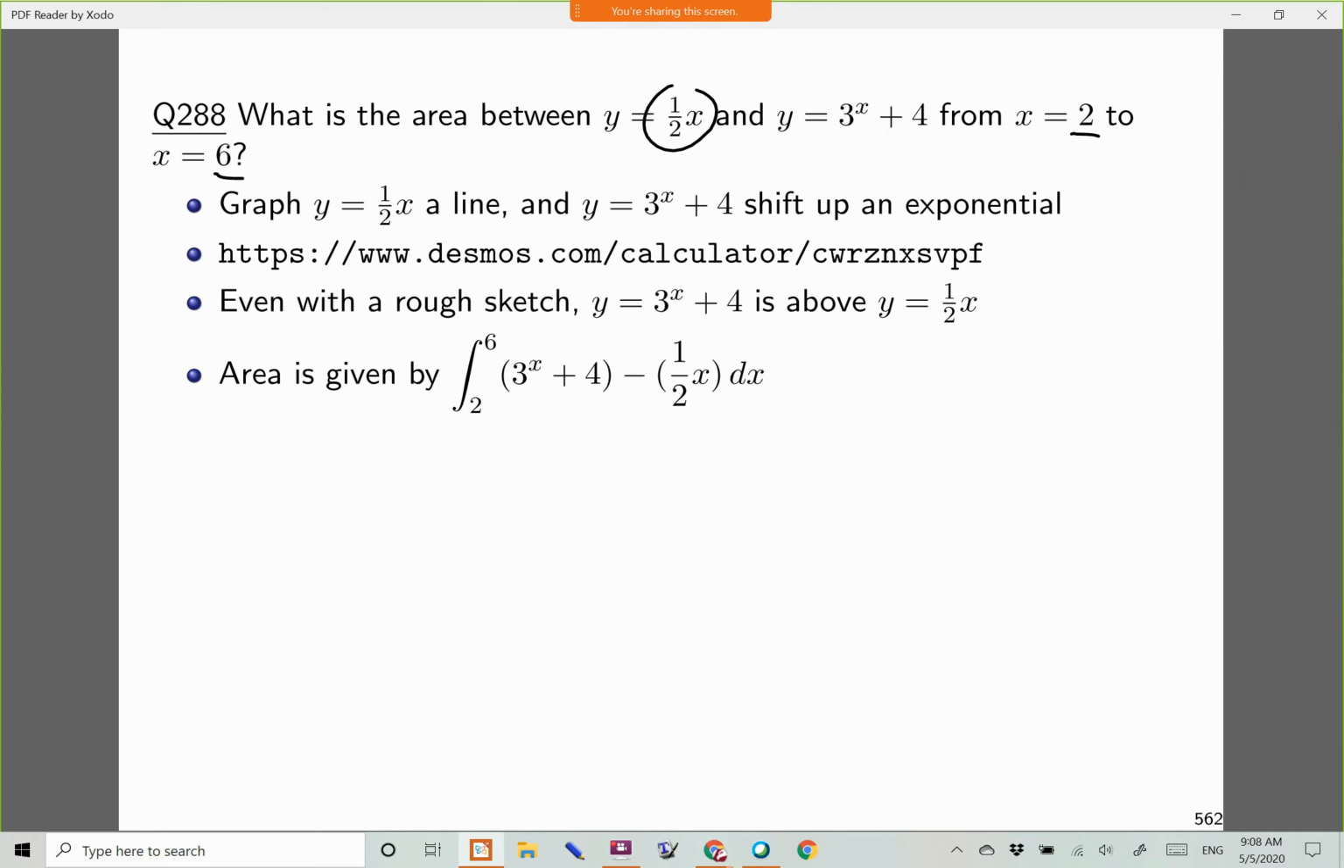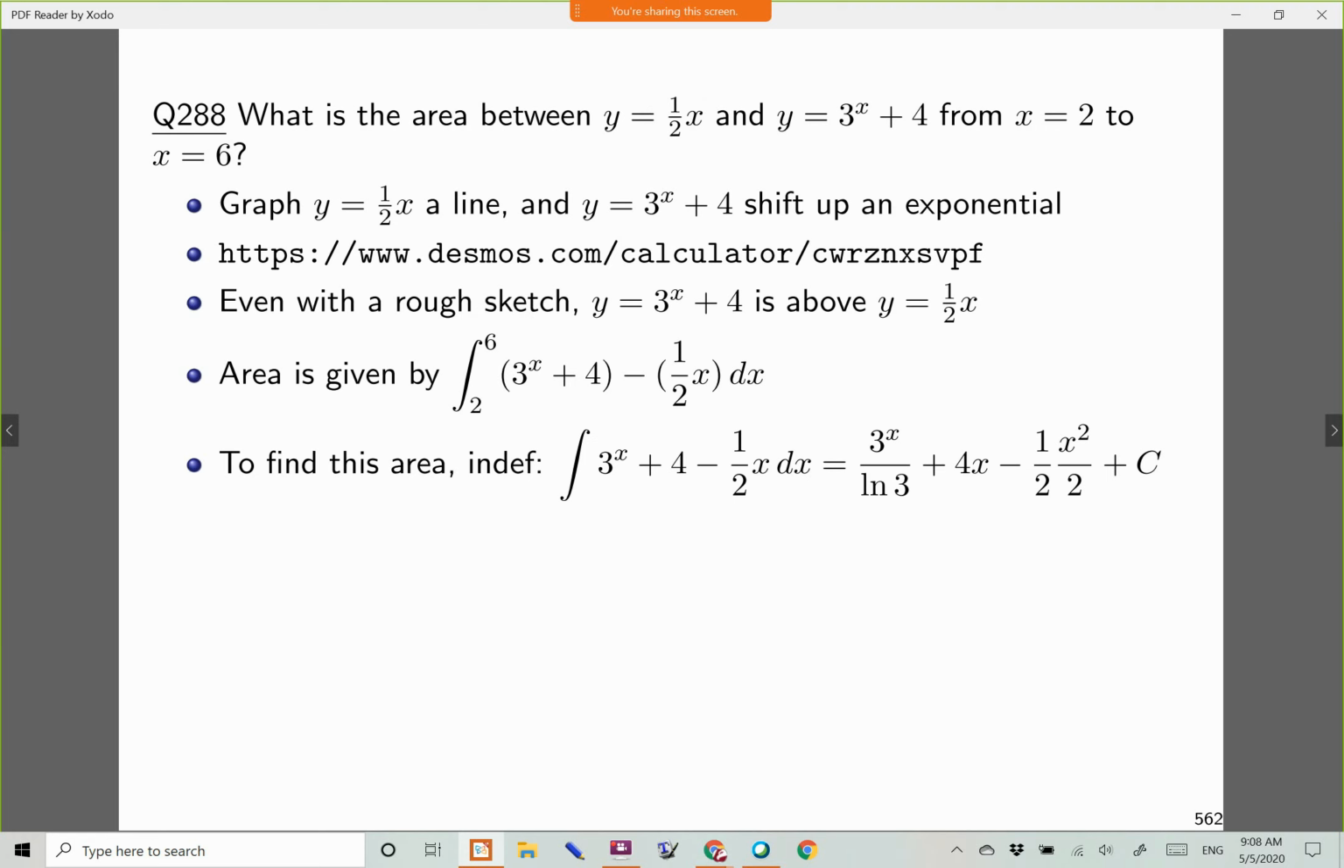So then how do we actually get a number for this area? Well, we have this definite integral. To find the area, we should look at an indefinite integral, right? So I just took the same problem and put it right here. Notice that I could drop all the parentheses without changing any of the meaning. And then I just left off the 2 and the 6 to talk about the indefinite integral.